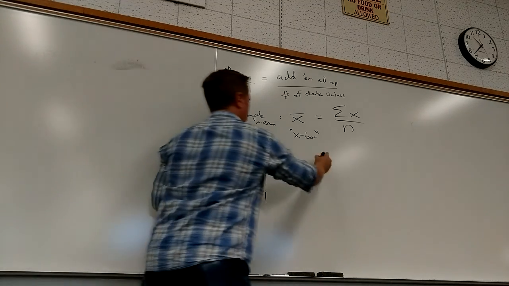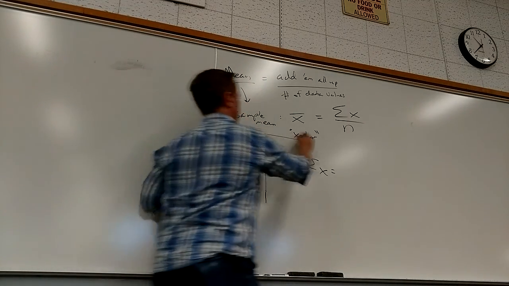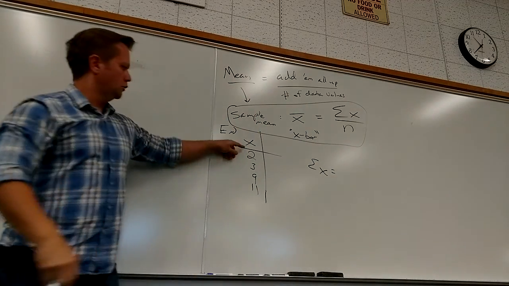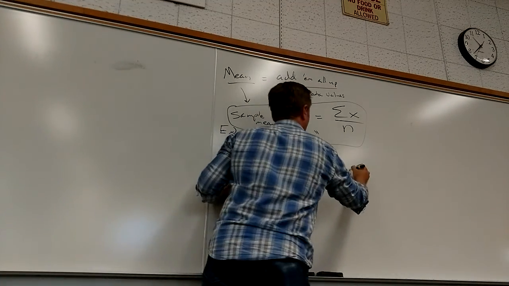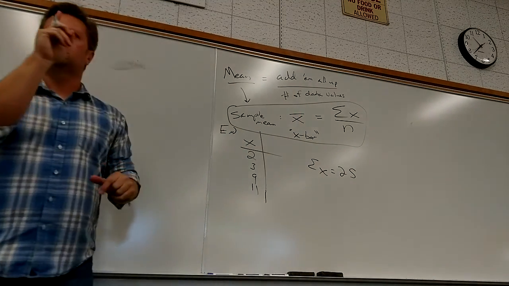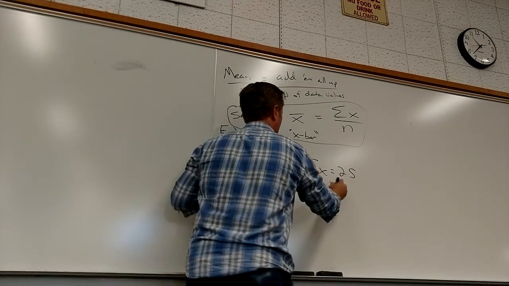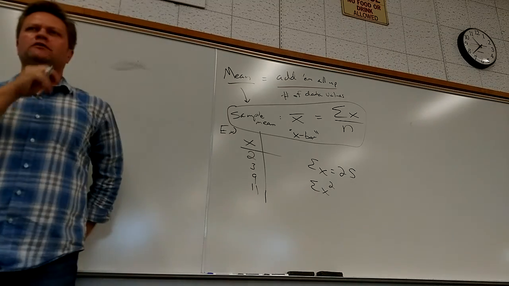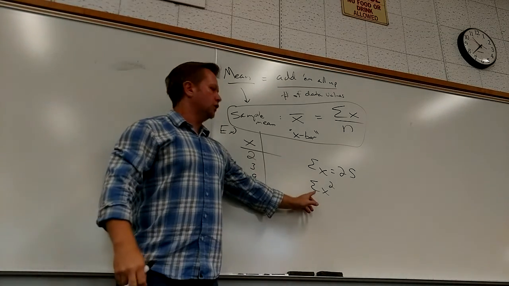So what would the sum of X be for this example? 25. Yeah, if you add all these up, right, so that'd be 25. How do you think you would get this? Is that 25 squared? Yeah, what does this tell you to do? I have to add up what?